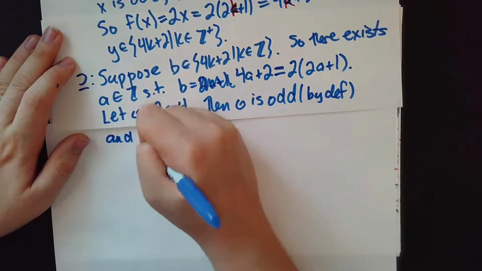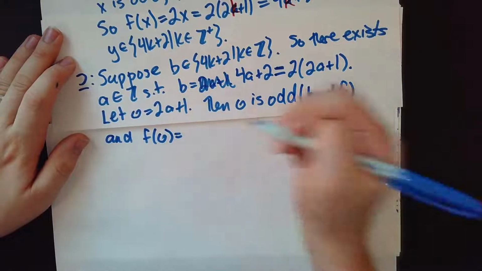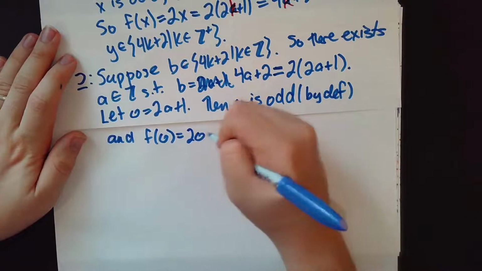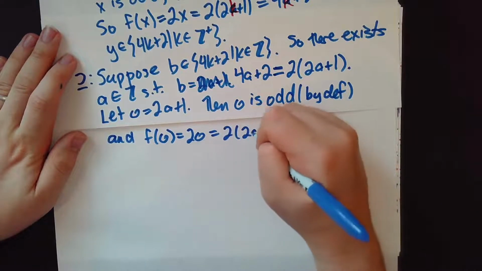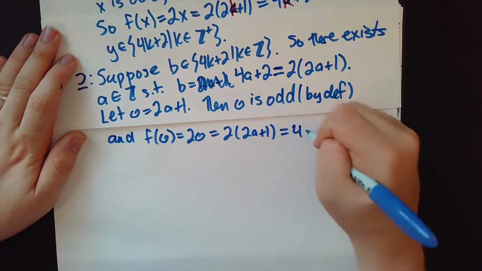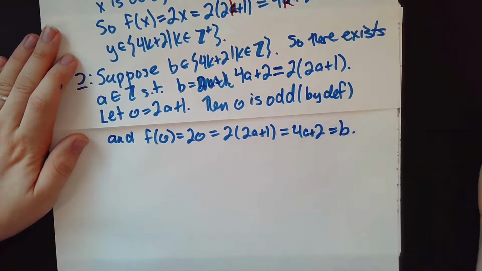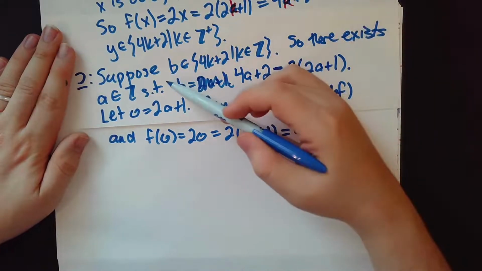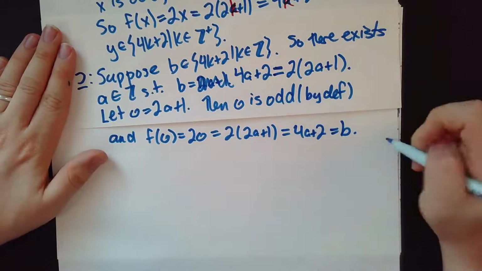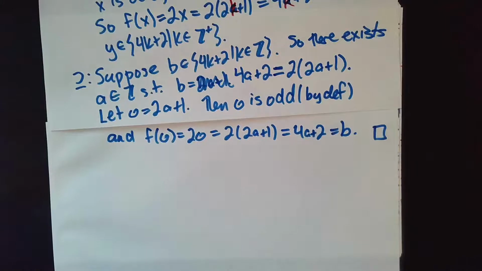And f of o is 2o, which is 2 times 2a plus 1, is 4a plus 2, which, lo and behold, is B. And so I've now shown that an arbitrary B that's an element of this set is, in fact, in the image, and so we're done.